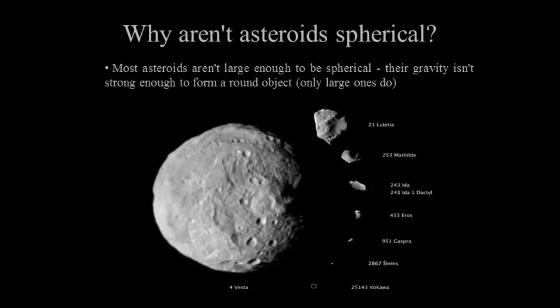Here you see a very interesting composite picture of one of the largest, asteroid Vesta, which is several hundreds of miles in diameter, compared to a number of the smaller asteroids that are much less spherical. It becomes apparent that, again, the larger body has just enough gravity to begin to shape it into a roughly spherical form, whereas the smaller ones don't. So really, only the few very large ones are able to form a spherical shape.